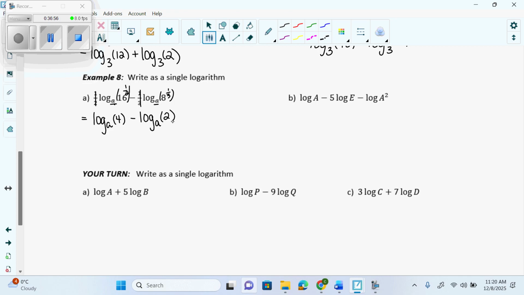Now do we have plus or minus ones in front? Yes, and base A, so we can put them together. So we're going to get log base A. 4 goes in the numerator because there's a plus 1 in front. 2 goes in the denominator because there's a minus 1. And I get log base A of 2.